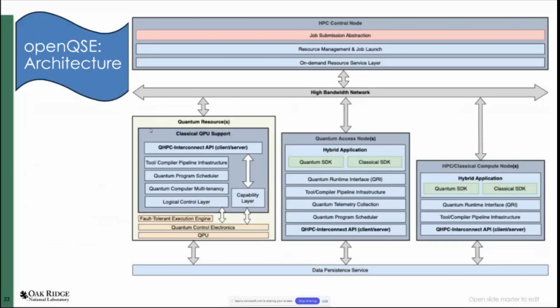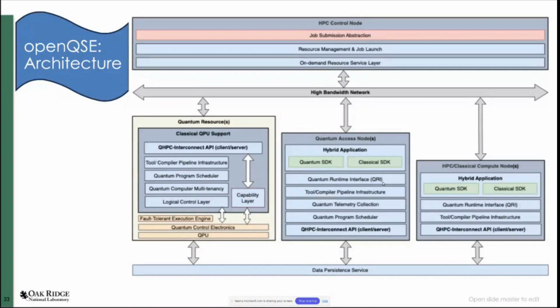And finally, we come to the HPC resource architecture that we are proposing. I'm going to speak about it a little bit, and then I'll open it up for discussions afterwards. So the idea is it's divided into four components here. You have the HPC control node. You can have a quantum resource. You can have a quantum access node or nodes. And you have the HPC classical compute nodes.